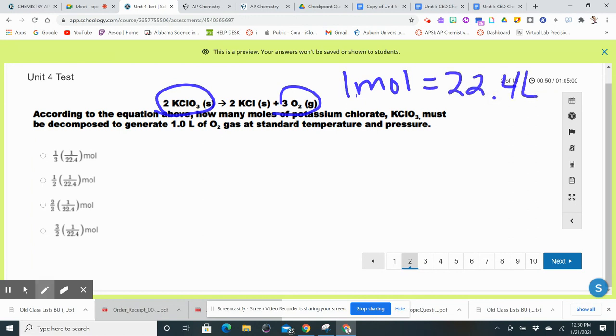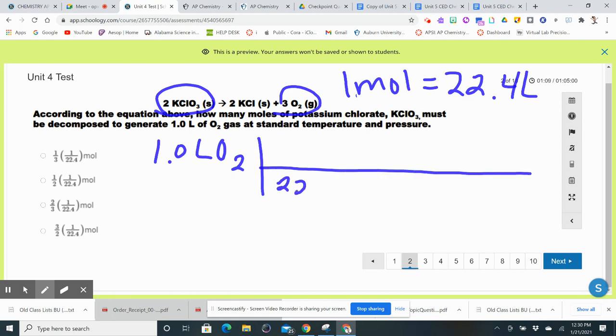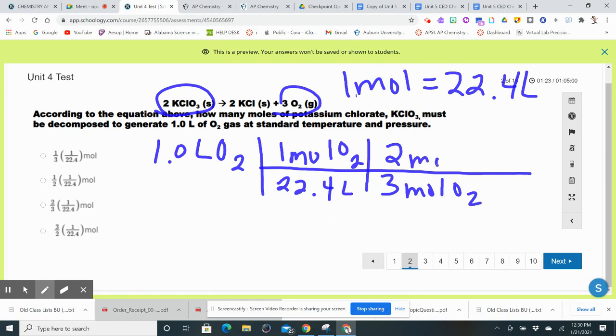So if we look at our equation, we're trying to generate 1 liter of O2. And we know that 22.4 liters would be 1 mole of O2. And then we know that 3 moles of O2 are the same thing as 2 moles of KClO3. And I was looking for moles of KClO3.